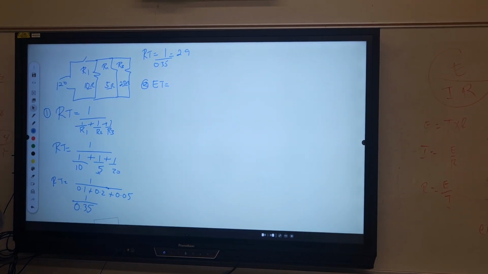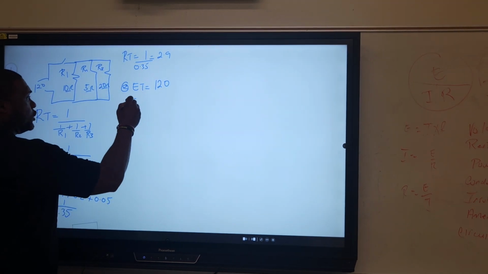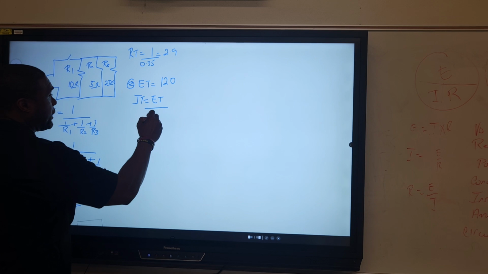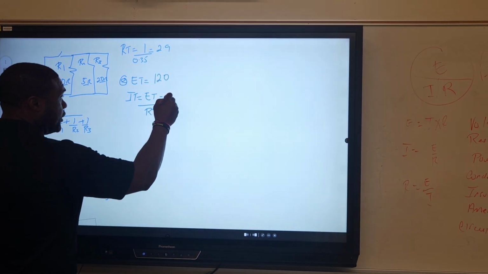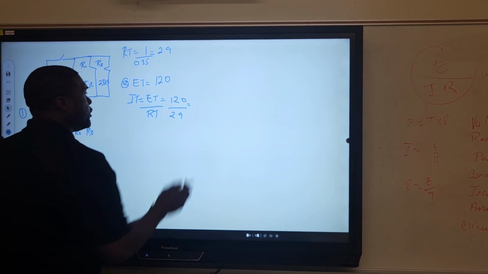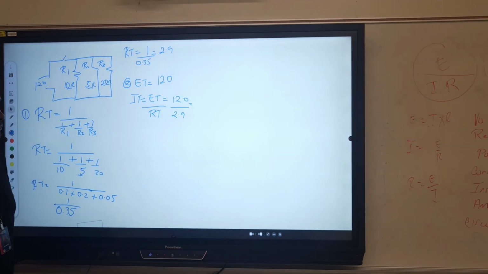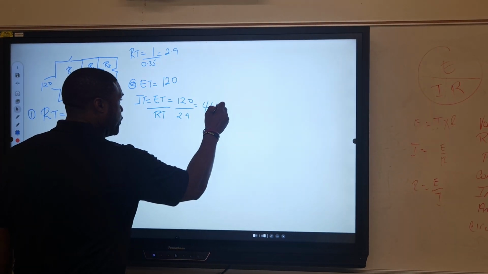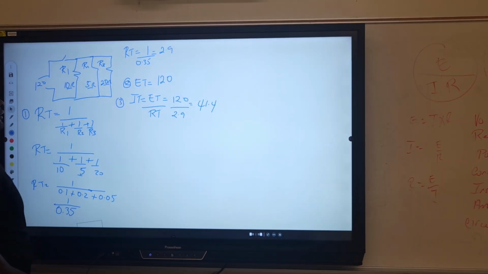That's already given to us. So we put 120 volts. And my total current is always going to be my total voltage divided by my total resistance. And you know me, I like to put my numbers where they go. That's equal to 120 divided by 2.9. And that's equal to what? What's 120 divided by 2.9? 41.4. So we got 41.4, right? And that's my step number 3, right?